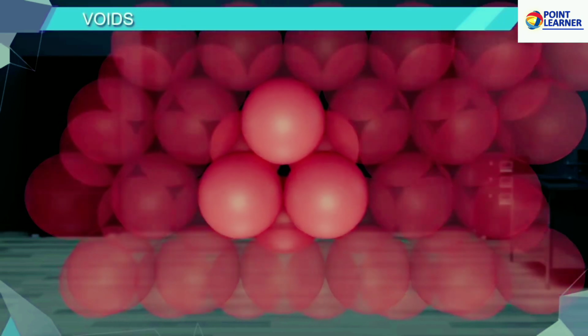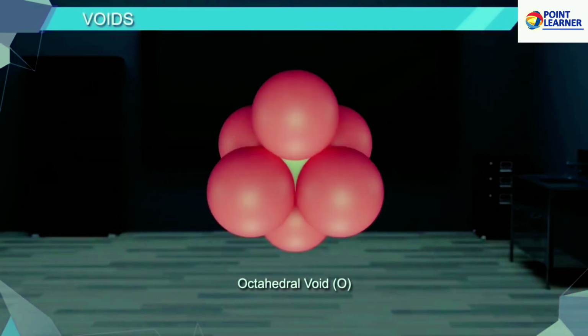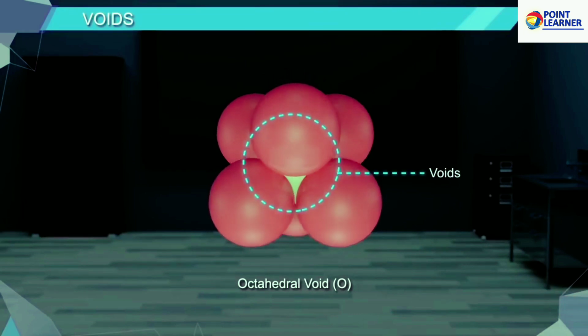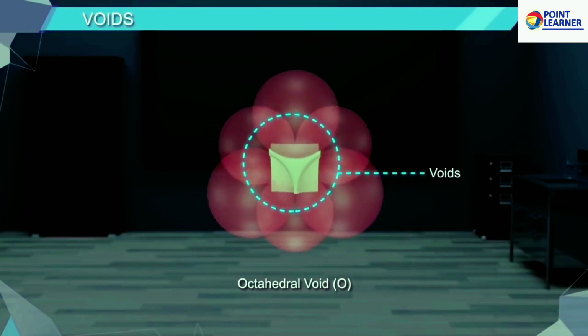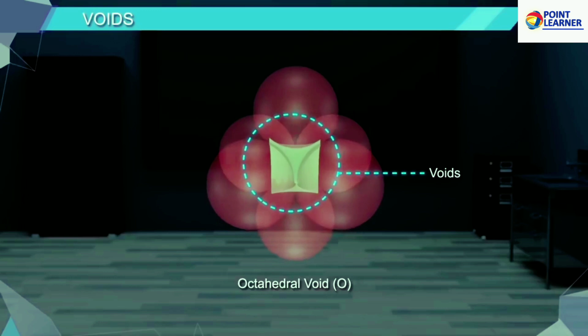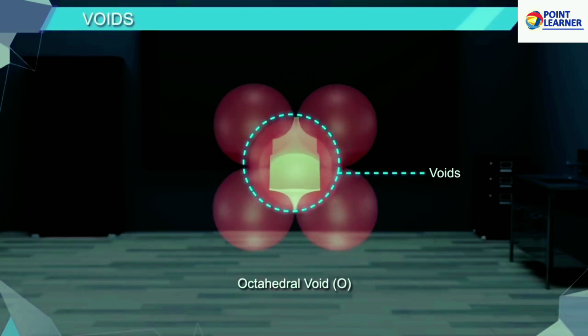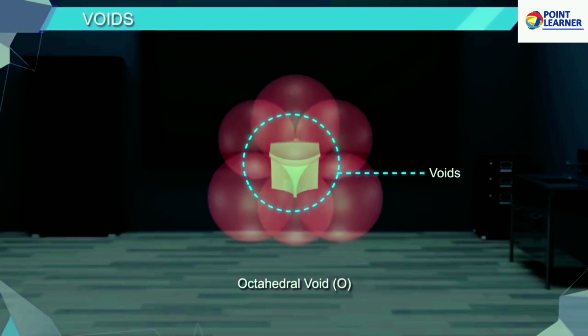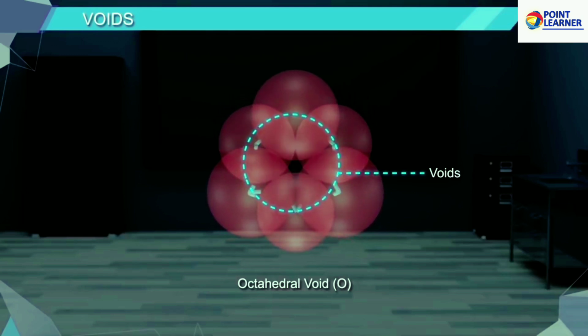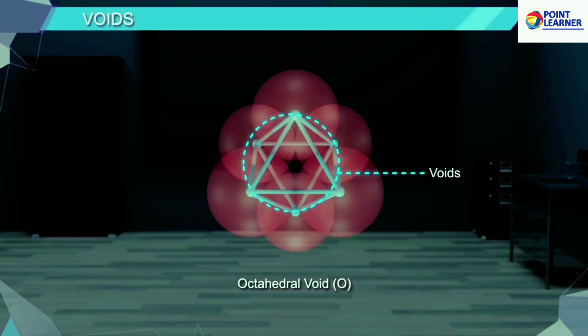While at other places, we will notice that the triangular voids of the first layer coincide with the triangular voids of the second layer, such that their triangular shapes do not overlap. At such places, another type of void is formed. This type of void is known as an octahedral void, O, since an octahedron is formed by joining the centers of the six surrounding spheres.